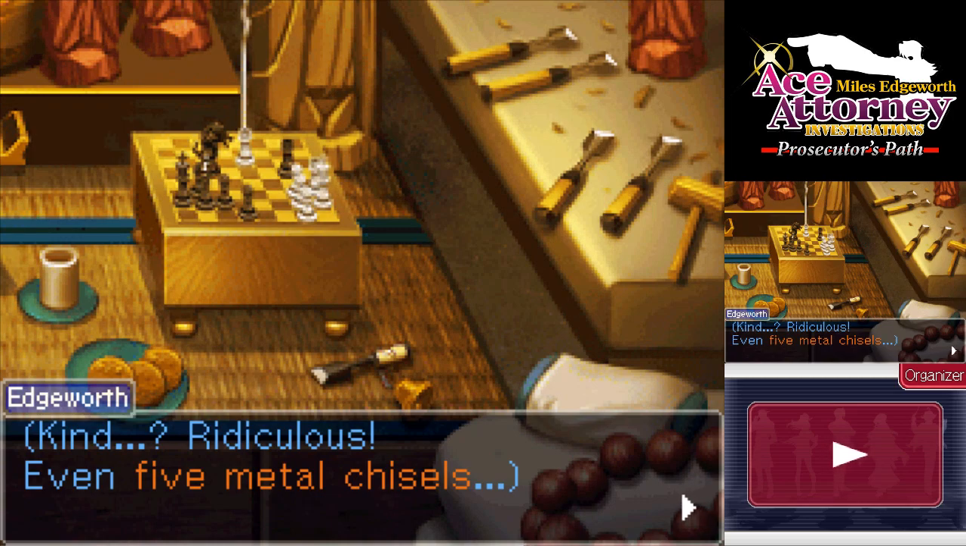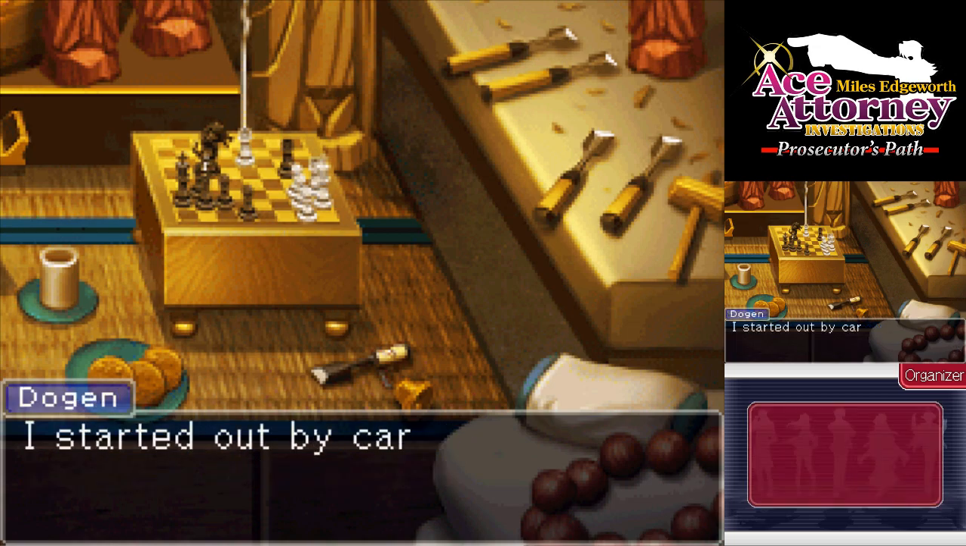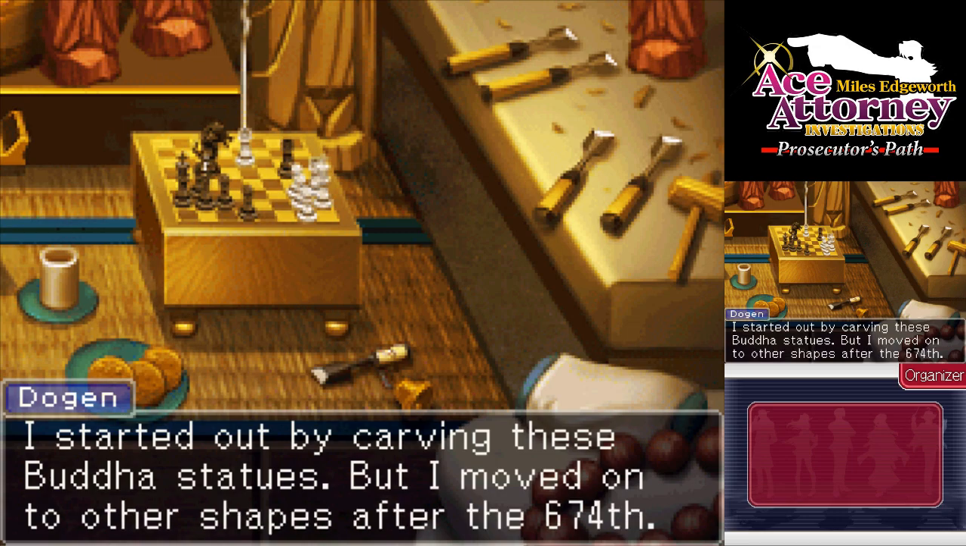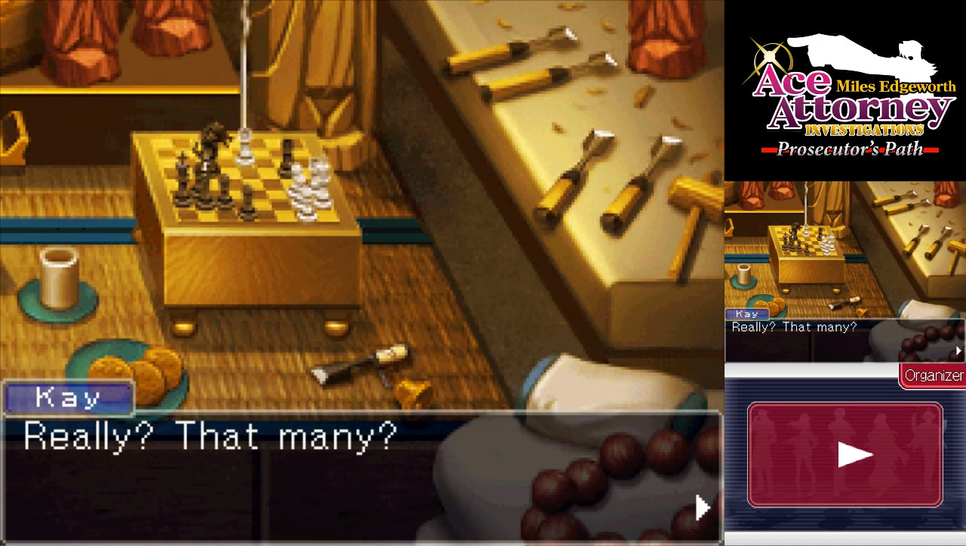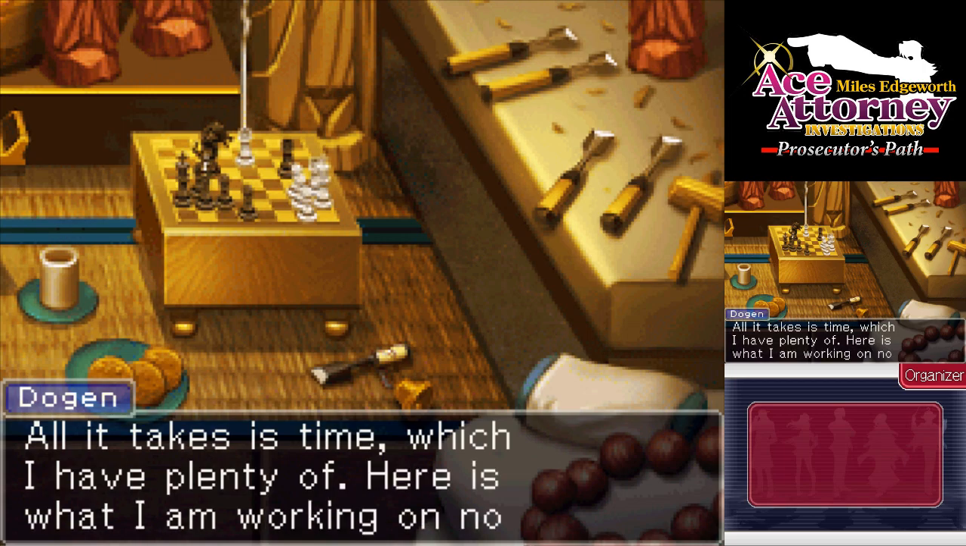Kind? Ridiculous. Even 5 metal chisels would become deadly weapons in his hands. I started out by carving these Buddha statues, but I moved on to other shapes after the 674th. Really? That many? All it takes is time, which I have plenty of. Here is what I am working on now.